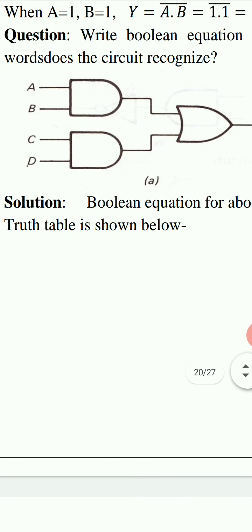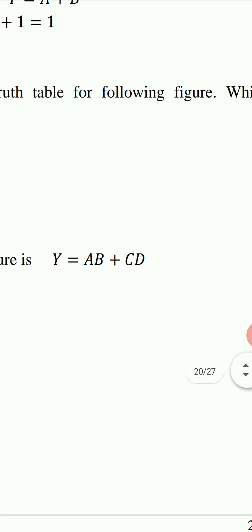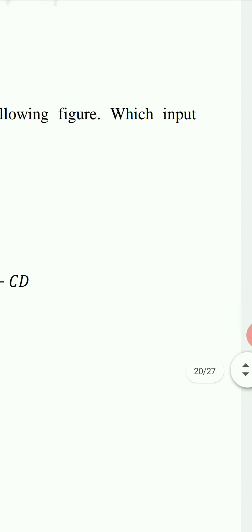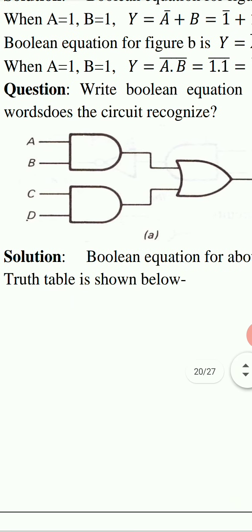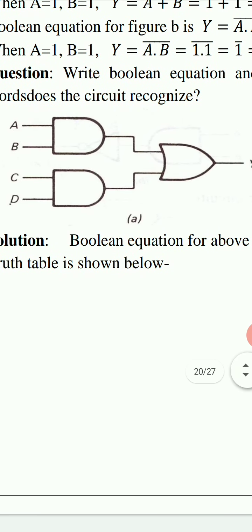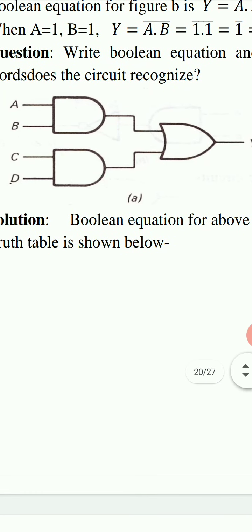Next question is: write the Boolean equation and truth table for the following figure. Which input word does the circuit recognize? Boolean equation for this figure. There are four inputs A, B, C, and D.